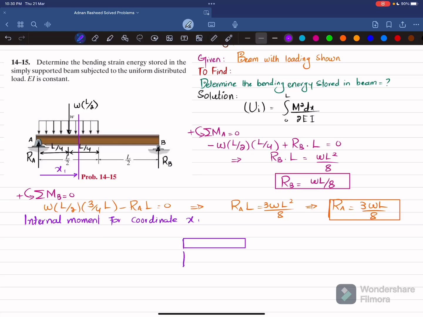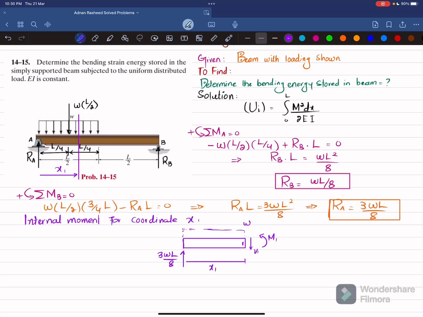Clear, you have RA which is upward, and this RA is 3WL by 8. This distance is X1. Clear, and there is a uniformly distributed load acting over a length of X1. This is W. And when you cut it, you will be having a shear force V1 and you will be having a moment M1. Let this be your point 1.